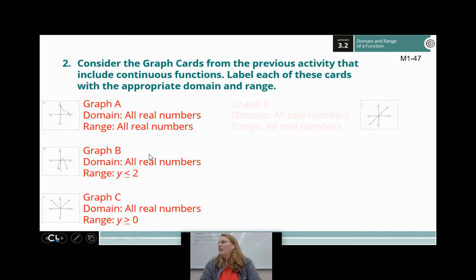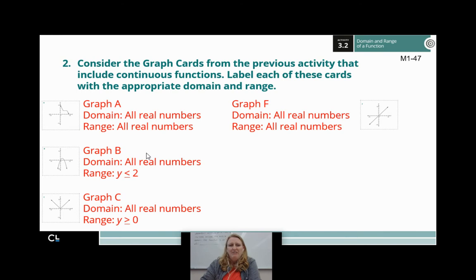The next one I have is graph F. I know we skipped a few, but remember we set a few aside so that we don't mind that. That's fine. Check it out. That's just a line. It goes right forever, left forever, up forever, down forever. My domain is all real numbers. My range is all real numbers.